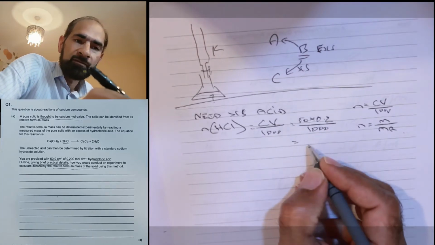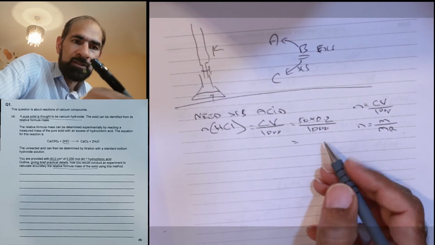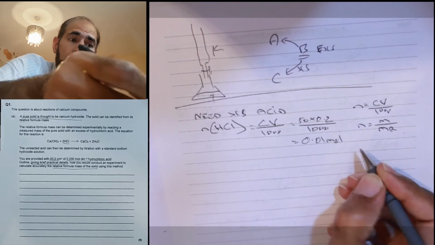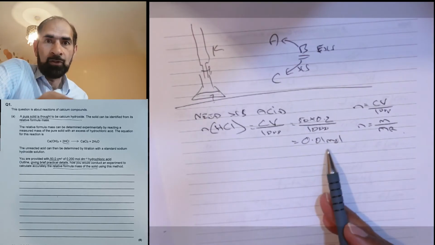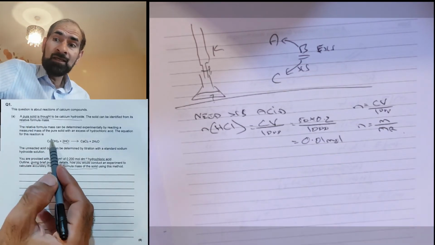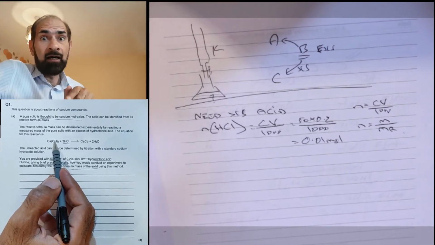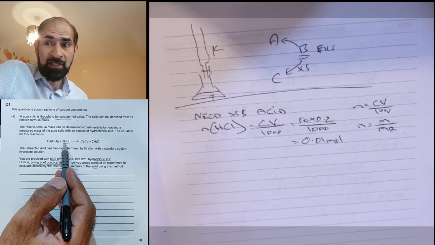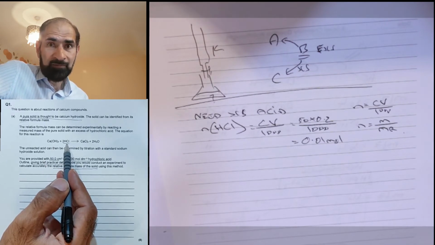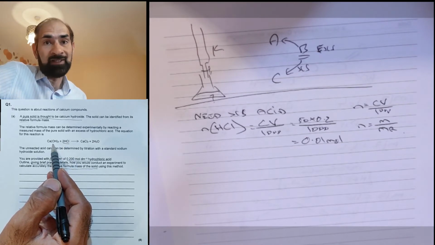So moles of HCl is 50 times 0.2 over 1,000, which is 0.01 moles. That means the moles of the acid that I have is 0.01 moles, and therefore the moles of calcium hydroxide that I need must be less than half of that, because the ratio of HCl to calcium hydroxide is 2 to 1. So if I've got 0.01 moles of HCl, I need less than 0.005 moles of calcium hydroxide.